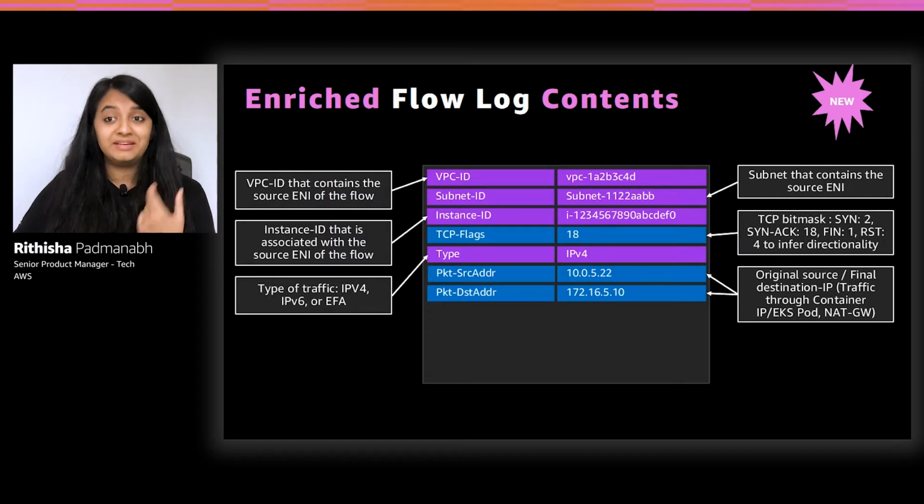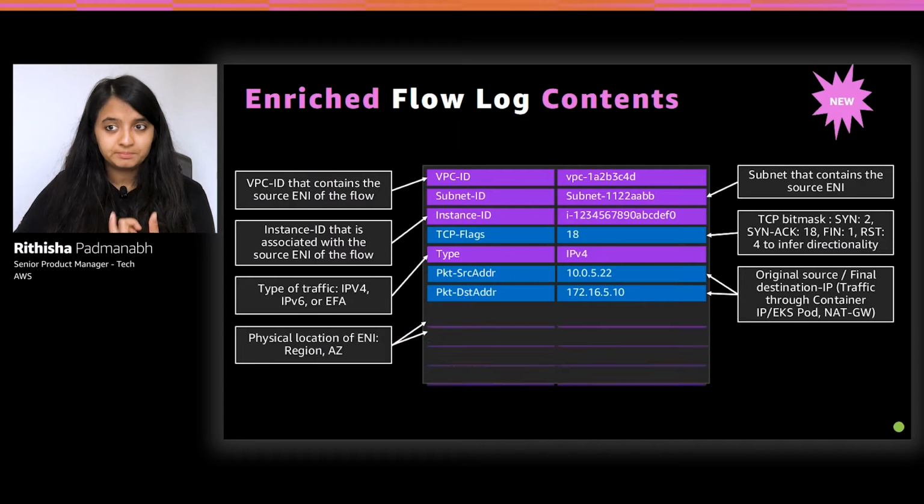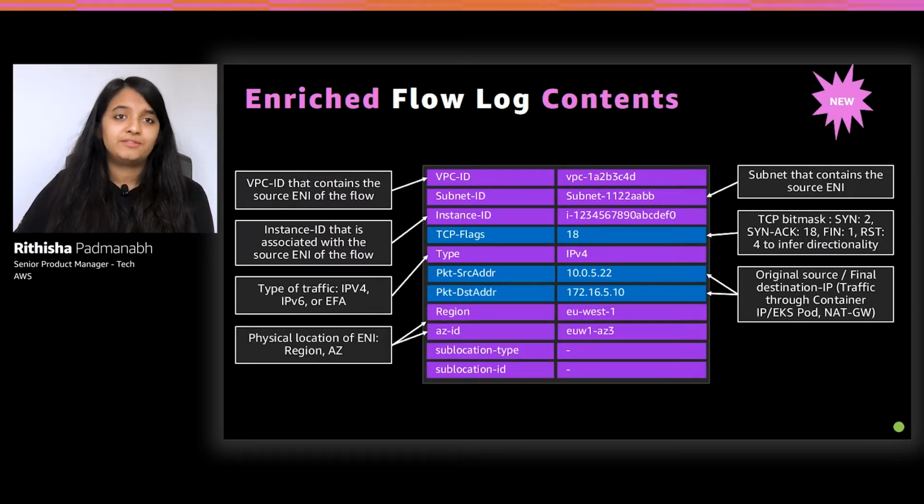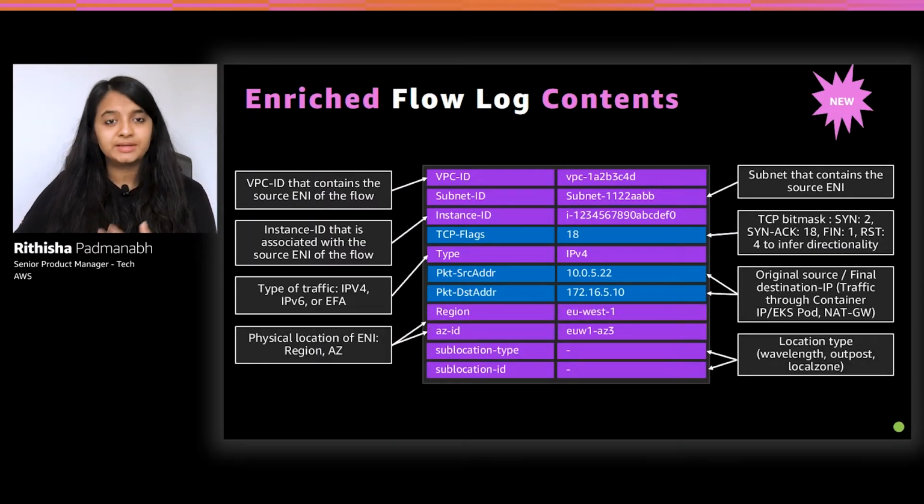which is the intended source or destination when your flow is going through a middle box, like say a NAT gateway, or even for your EKS workloads where you want to identify the pod level IP. And then we have location metadata that gives you aggregated views based on, say, the region, availability zone, or your local zone, wavelength zone, or outpost ID.